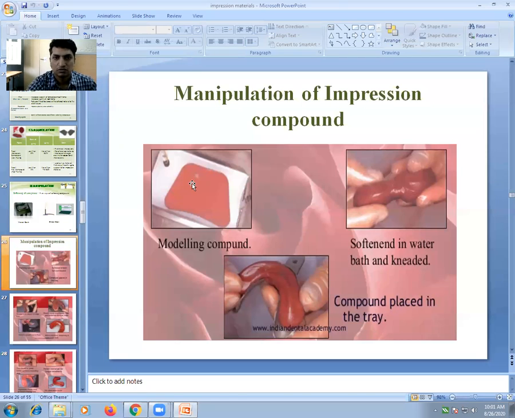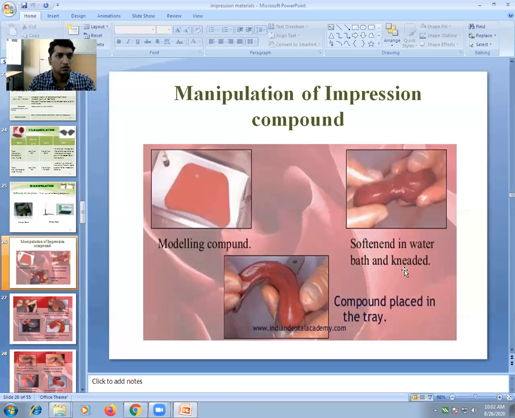Then the process of mixing the impression compound is known as kneading. K-N-E-A-D-I-N-G. Okay, the process is known as kneading. Please remember this word because it will come as an MCQ also, and sir will ask in viva also, what do you mean by kneading? Suppose I have put my impression compound into water, it gets softened. Even though we cut this impression compound into small pieces, the heat will not go inside. So what we do? We do kneading.